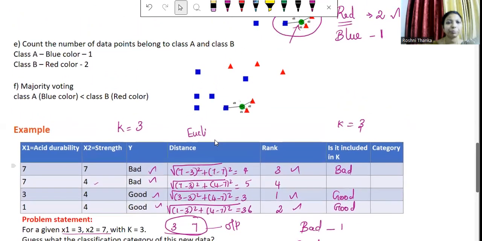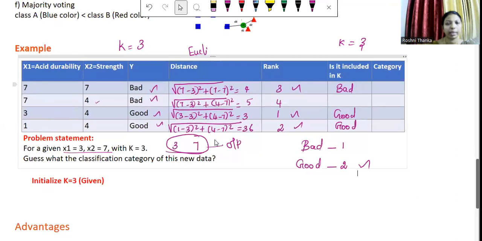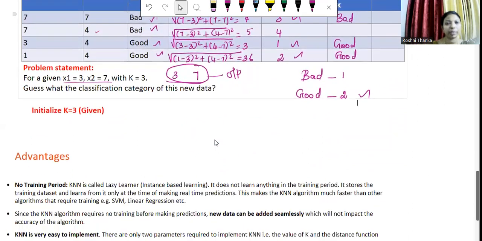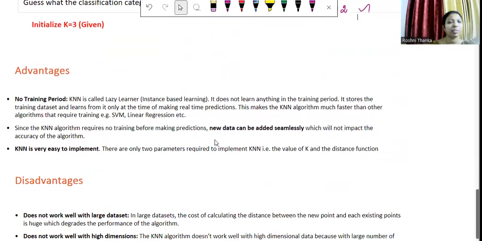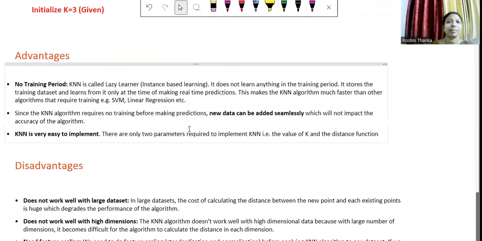So this is how the KNN algorithm will be working, and we classify the newly arrived data to any of the categories. So it's a classification algorithm here. What are the advantages of this KNN algorithm? There is no training period. As I said, it is a lazy learning algorithm. It will not learn anything during the training phase. So we can seamlessly add any number of data as there is no training phase. It is much faster than other algorithms like SVM, linear regression and all. And then since there is no training phase, we can add new data as much.